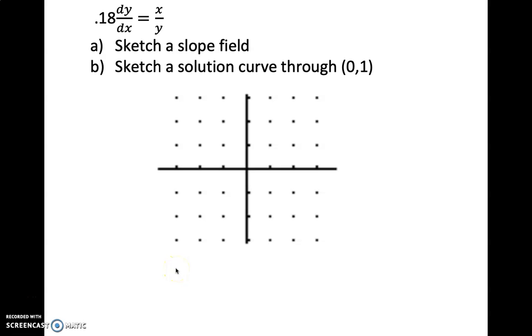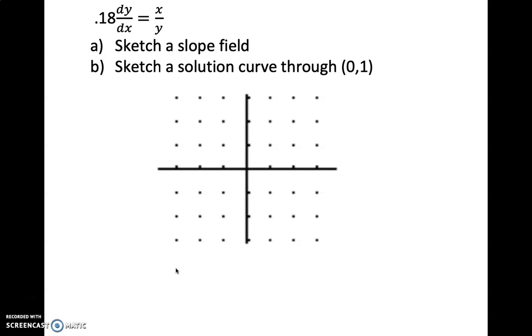Okay, this is the last example of how to find particular solutions and things of that nature and sketch some slope fields. Another example of a possible AP type question for free response. So letter A, sketch the slope field. I'm not going to go over that. I'm just going to show you the answer slide.